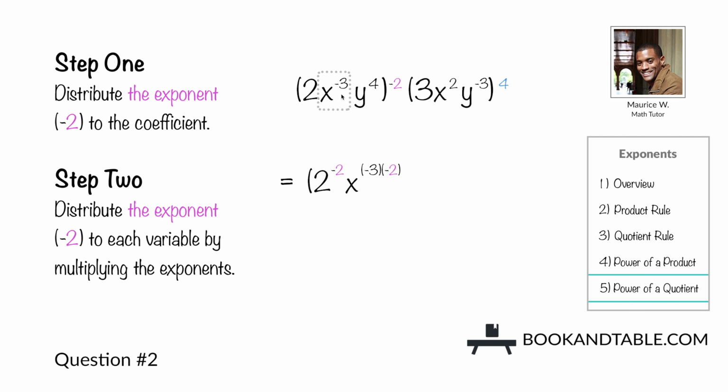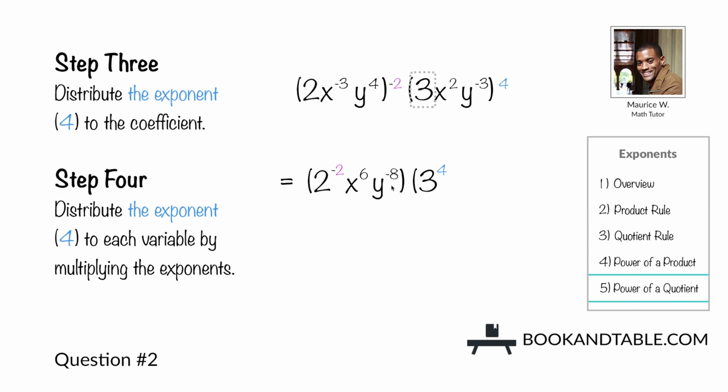So x to the negative 3 to the negative 2 is equal to x to the negative 3 times negative 2, which is x to the 6th. And we have y to the 4th to a power of negative 2, which gives us y to a power of 4 times negative 2, which is y to the negative 8. And now we distribute this exponent 4 to each term inside of the parentheses here.